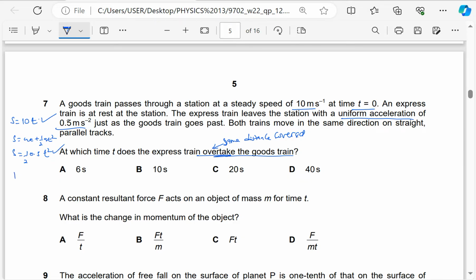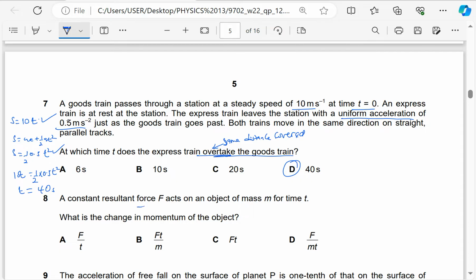So I will say 10 t is equal to a half times 0.5 t squared. So I think t is going to be 20 divided by 0.5, which is 40 seconds. So they are going to catch up. At which time t does the express train overtake the goods train? So it is good. They are going to catch up after 40 seconds. So that means at 40 seconds.